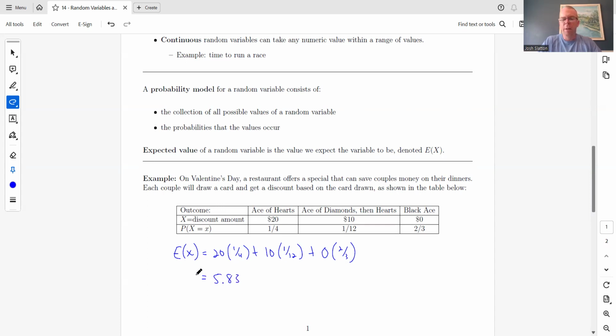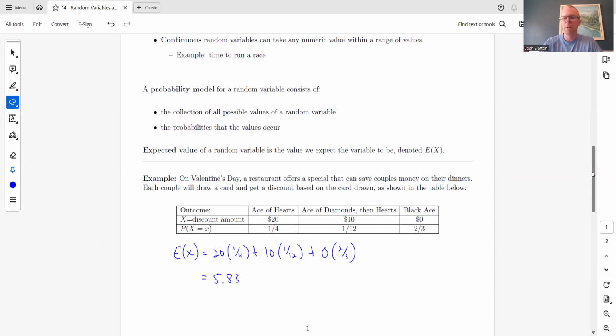And so what that means is over a long period of time with hundreds of customers or thousands of customers coming in over many weeks or however long that would take, on average, the average discount would be $5.83 per customer. And so that's what expected value means.